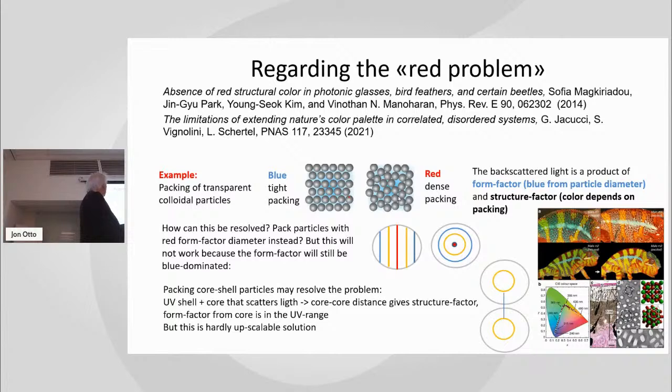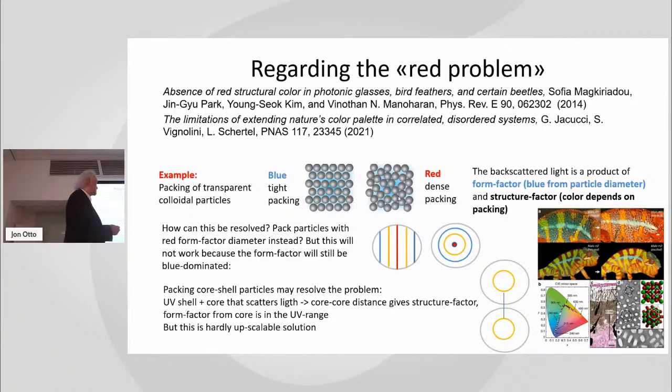So how can you resolve this? You can, for example, think, maybe you can make red by making these particles bigger and pack them densely, and then you can get red color. But that doesn't work either. This is because you have blue distances, even if the particles are bigger, right? If you look at the paths, here this diameter corresponds to red interference. If you go outwards, you get distances that correspond to all the colors. And the one that has the largest contribution, if you look from up, is the blue. So this won't work as a strategy. It doesn't help to make bigger particles.